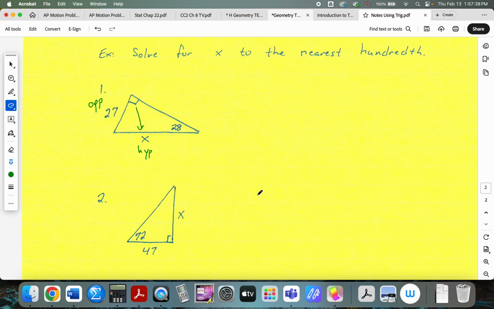All right, somebody else tell me, which ratio are we going to use? Is it going to be sine, cosine, or tangent? Sine. It's going to be sine. Sine of what? What is the angle? 28. Sine of 28. It's always sine or cosine or tangent of whatever the angle is. Now, sometime next week, we'll do ones where we don't know what the angle is, and we'll put an x there. Okay? Equals. Opposite is 27 over the hypotenuse is x.